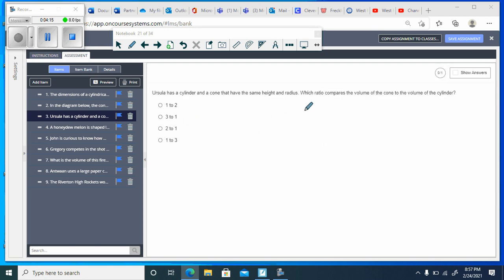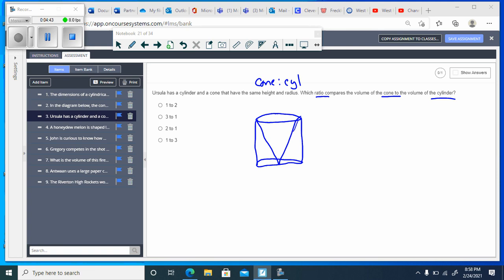Ursula has a cylinder and a cone that have the same height and radius. Which ratio compares the volume of the cone to the cylinder? So I want cone to cylinder. Okay, doesn't give me any numbers, but we talked about this. What if I have a cylinder and inside it I draw a cone that has the same radius? See, it would have the same radius as the cylinder and the same height. Okay, here's your radius and here's your height.